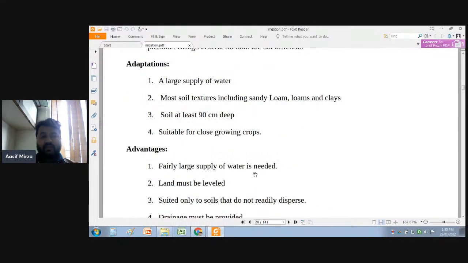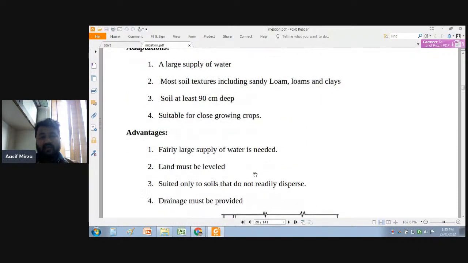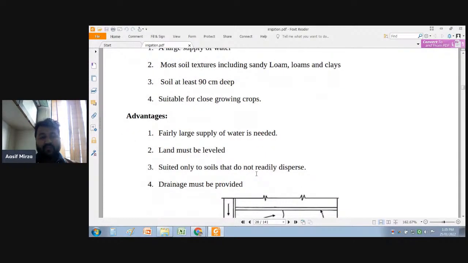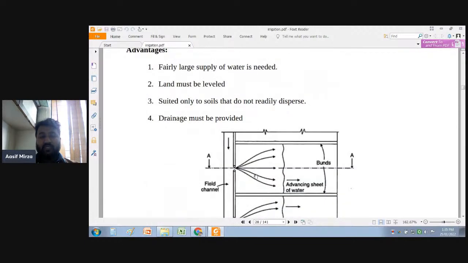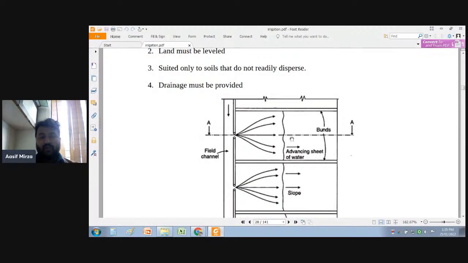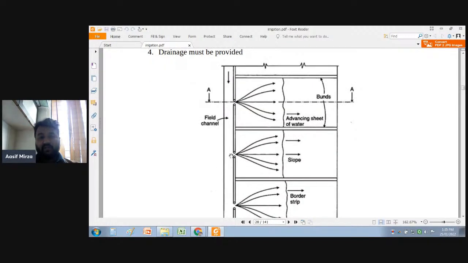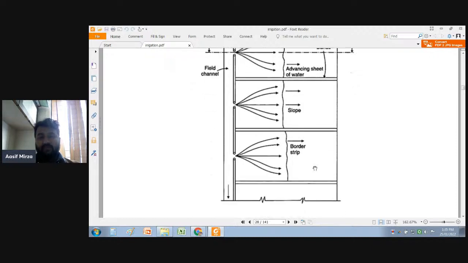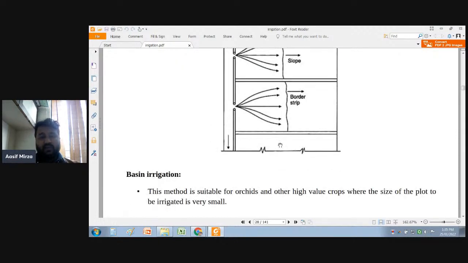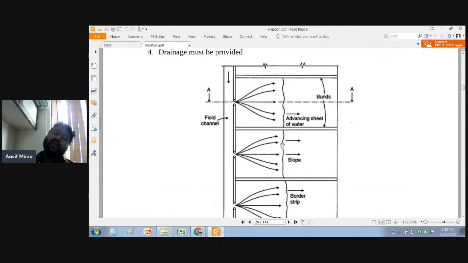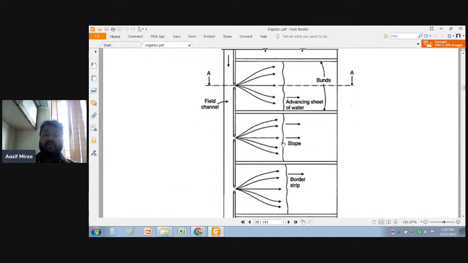So, a fairly large supply of water is needed. Land must be level, suited only to soils that do not readily disperse, and drainage must be provided. You can see here the advanced sheet of water on the land. Bunds are provided, and this is the field channel. Through this field channel, water is provided to the land. A uniform slope is provided on the ground. So this is the contour method being adopted on the leveled ground.